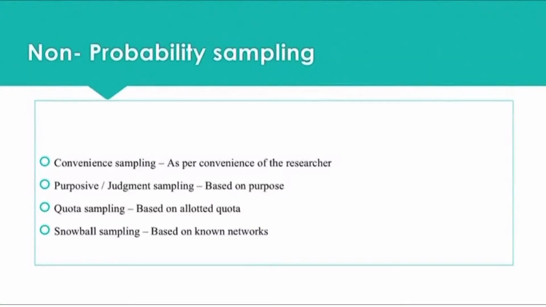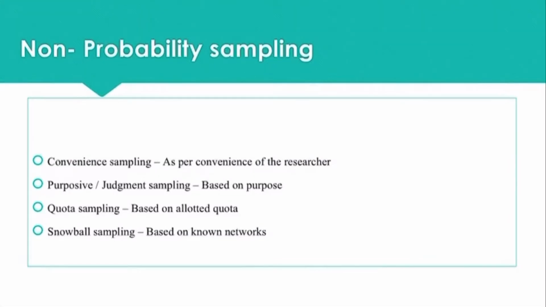Next comes judgment or purposive sampling. Here the researcher has a specific purpose in mind and chooses samples who will fit that particular criteria. So selection of samples is completely dependent upon the judgment or decision of the researcher. Next is quota sampling. This shares some characteristics with stratified sampling.